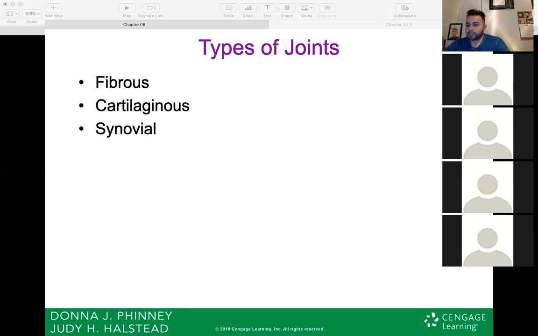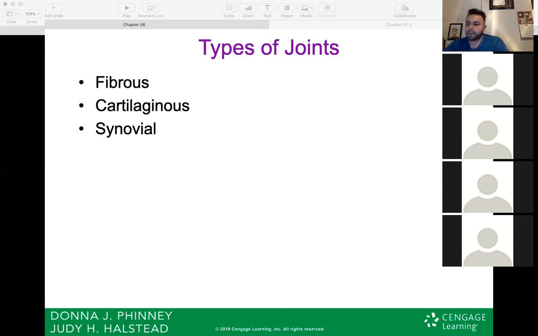Cartilaginous joints are slightly movable joints. These are joints like between the bones of the vertebrae. So we have our vertebrae, or our backbone. They have several different bones, and in between we have different cartilaginous joints where it moves a little bit, but not in the sense of how our arm can move back and forth.